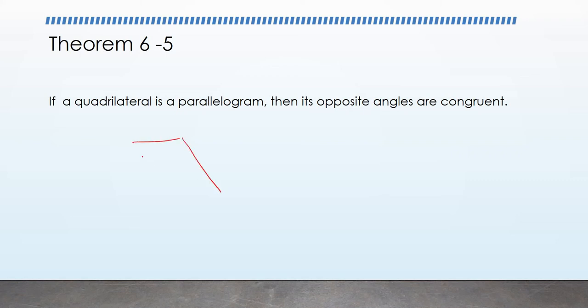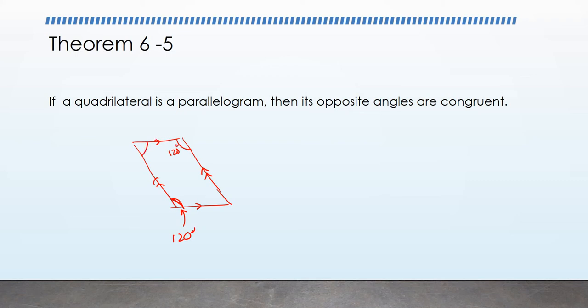Okay? Theorem 6.5. Again, if a quadrilateral is a parallelogram, then its opposite angles are congruent. So again, if we have a parallelogram, and I know that this angle is 120, again, if it's a parallelogram, these sides are parallel, I can say that this angle is also 120 degrees.